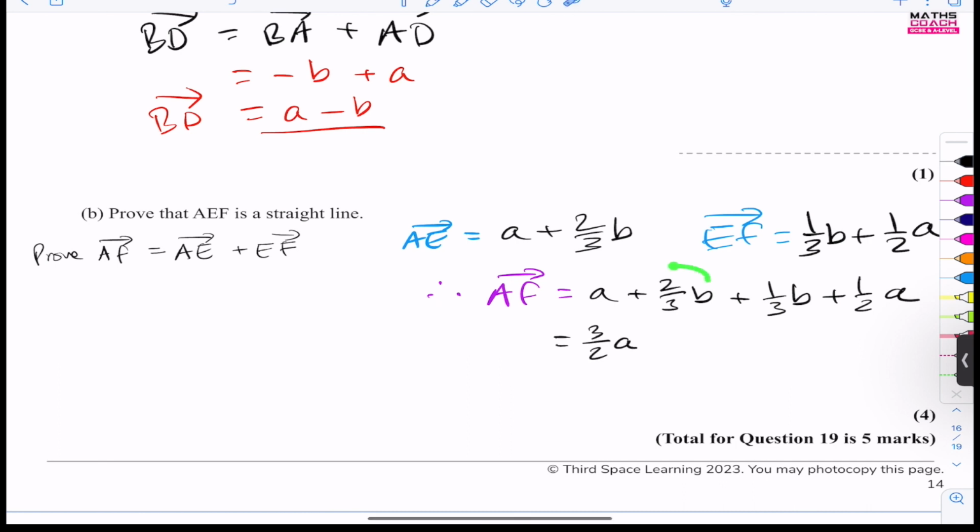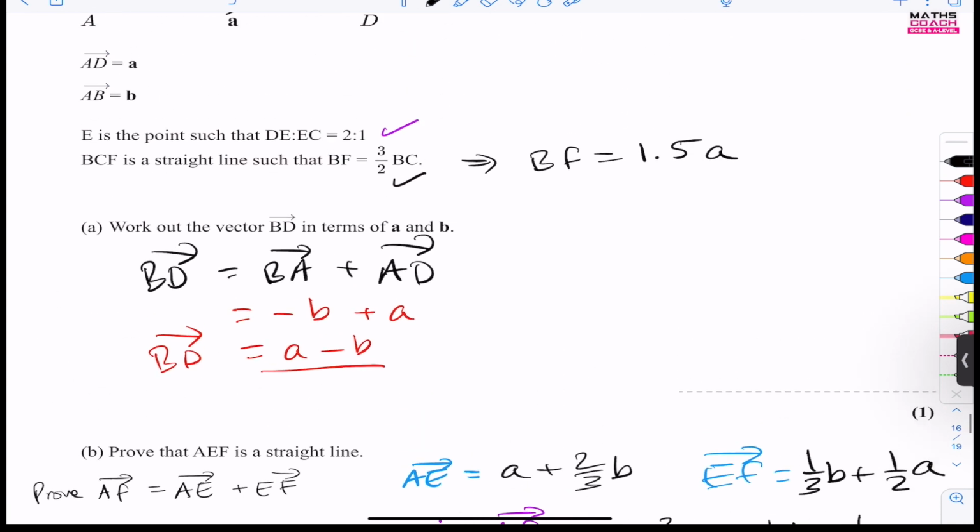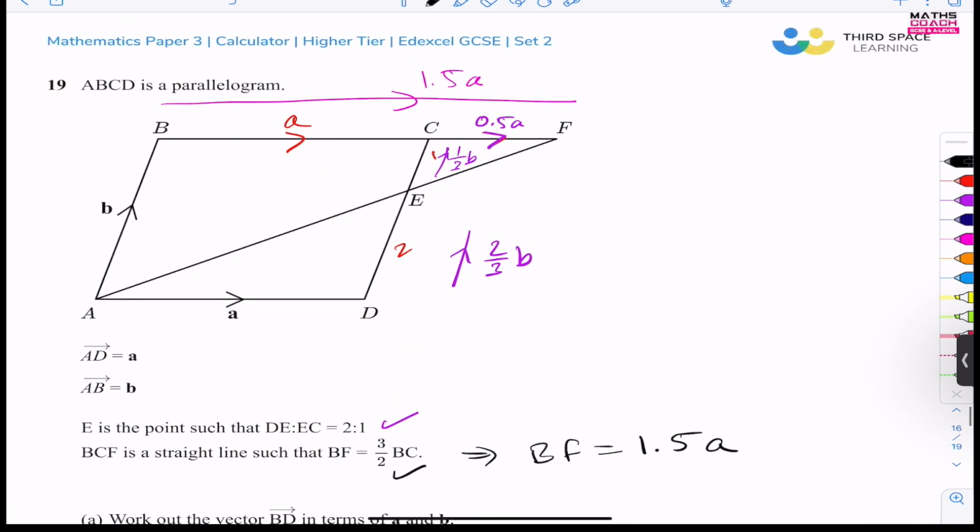And then we have 2 over 3b plus a third b. So that's going to give us a whole b, so plus b. And this is A to F. So I found one version adding up AE and EF for AF. Now I'm going to find an alternative way to get from A to F. Not this way though, okay? Because that's what I've just done.